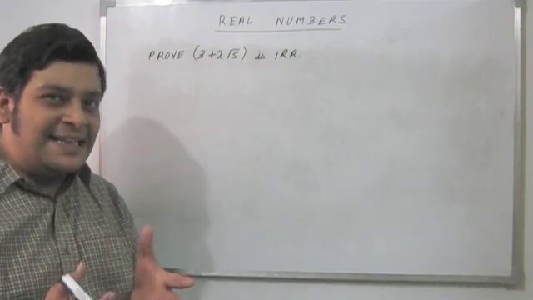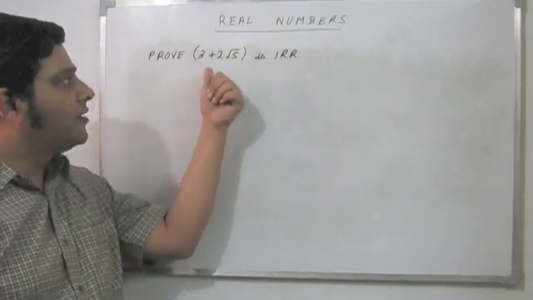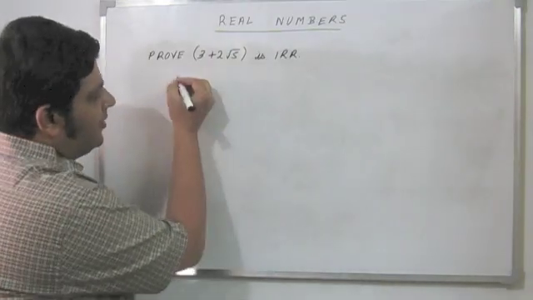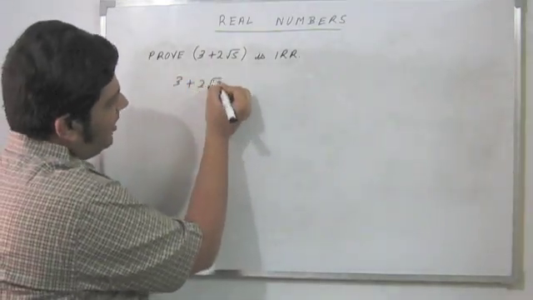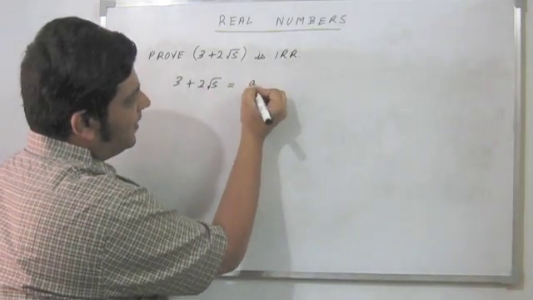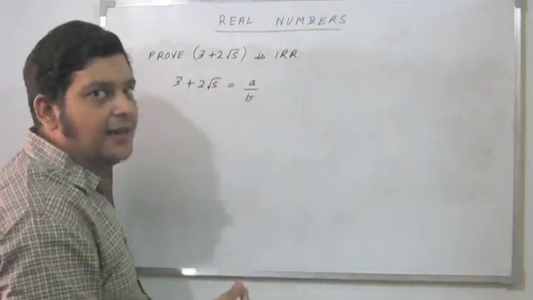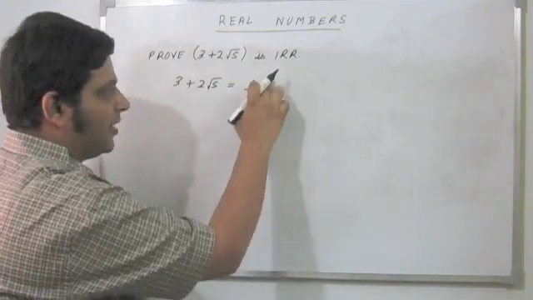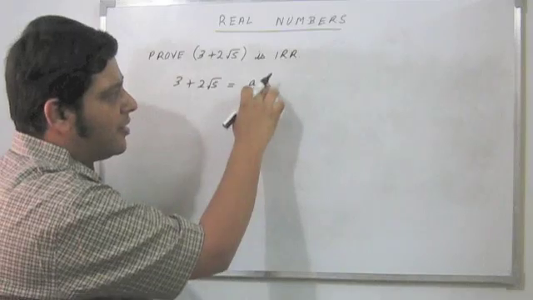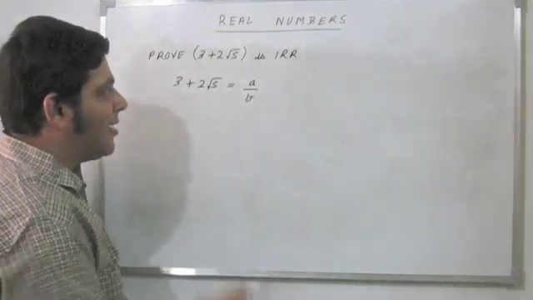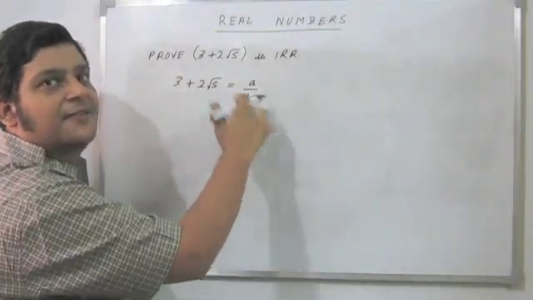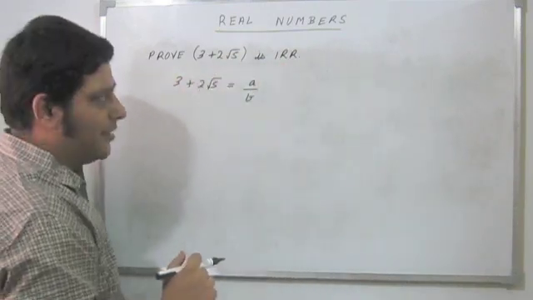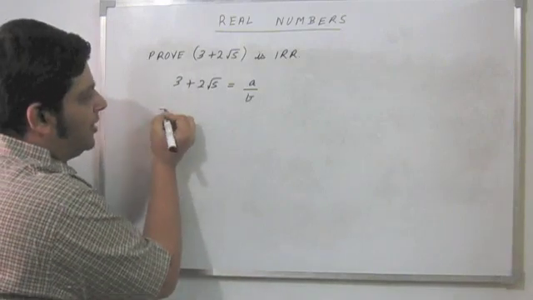Continuing with the same idea, we will now try and prove 3 plus 2 root 5 is an irrational number. Following the same concept, now let us assume that 3 plus 2 root 5 can be written as a by b, where a and b are co-prime positive integers, which makes a by b a rational number. This is an assumption. If this goes wrong, then I will be able to say that 3 plus 2 root 5 is irrational. Let us proceed with this.